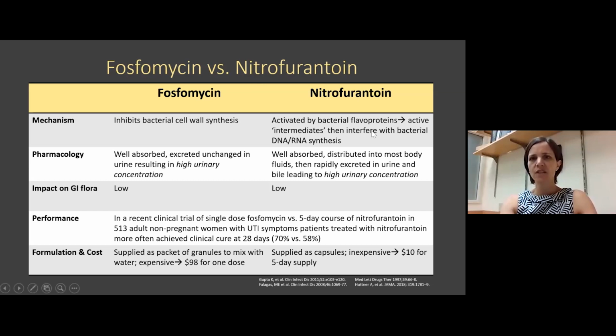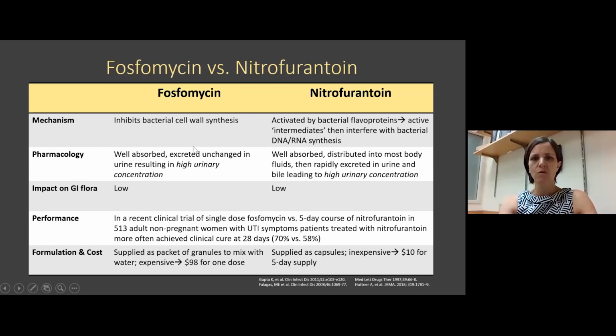So how does nitrofurantoin work? It's a weird drug that has an interesting mechanism. The drug itself is actually activated by bacterial flavoproteins. It causes these unstable radicals of nitrofurantoin that are active intermediates, and these are what interfere with bacterial DNA and RNA synthesis. So it acts on sort of many levels, and this is why people think that nitrofurantoin is not that easy to become resistant to.